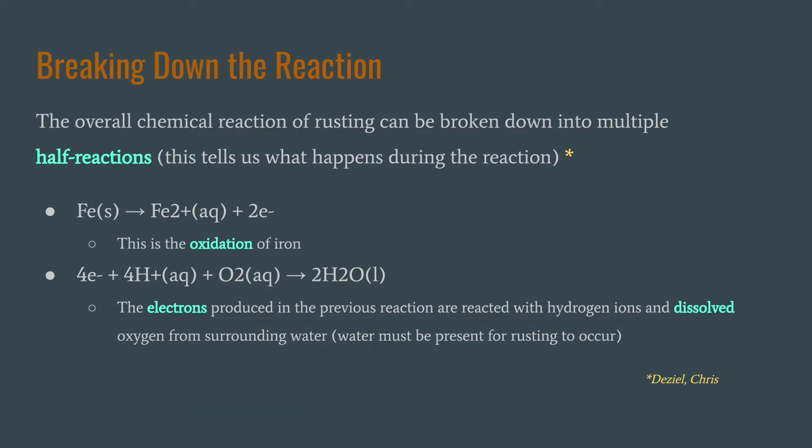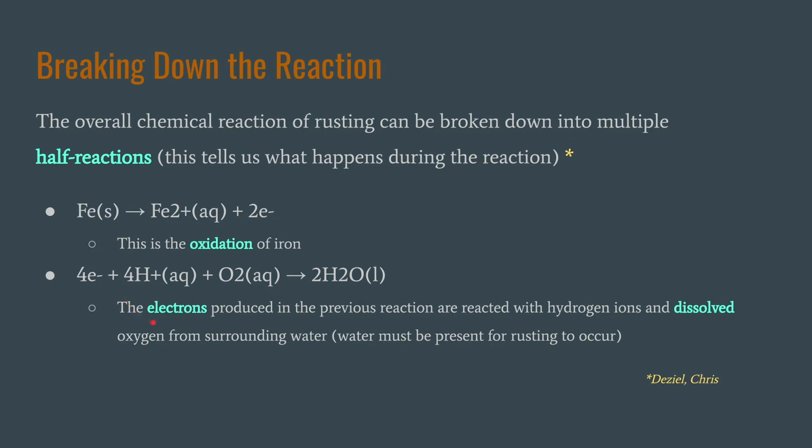Okay, so the overall chemical reaction of rust can be broken down using multiple half reactions. And a half reaction is either an oxidation or reduction reaction that's a component of the overall redox reaction. And this basically tells us what's going on in the midst of the reaction. So first, the iron is going to be oxidized, which means it's going to lose electrons.